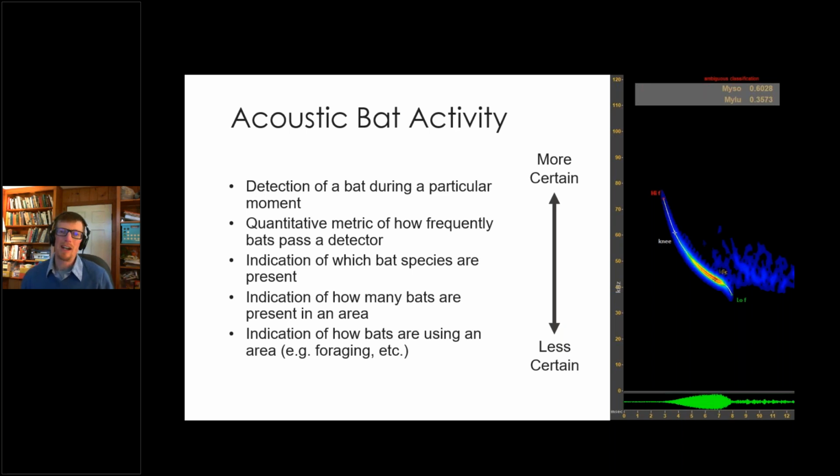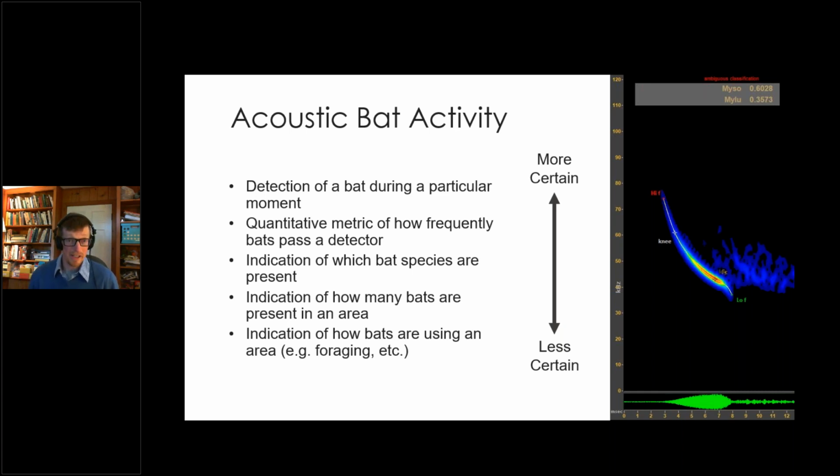So, these are only 5 of many potential things that you could derive from acoustic data, but I think it's really important to keep in the back of your mind which of these are certain and which of these are less certain. So again, when you detect a bat, you know very well that a bat is there in a precise area at a precise time. Beyond that, things get a little less certain.